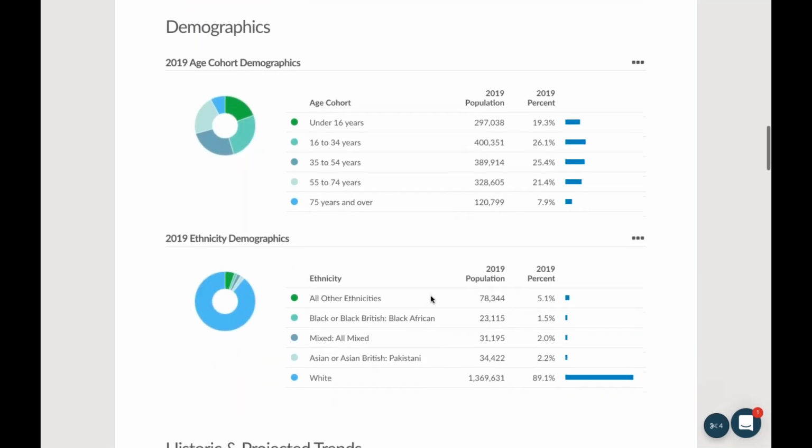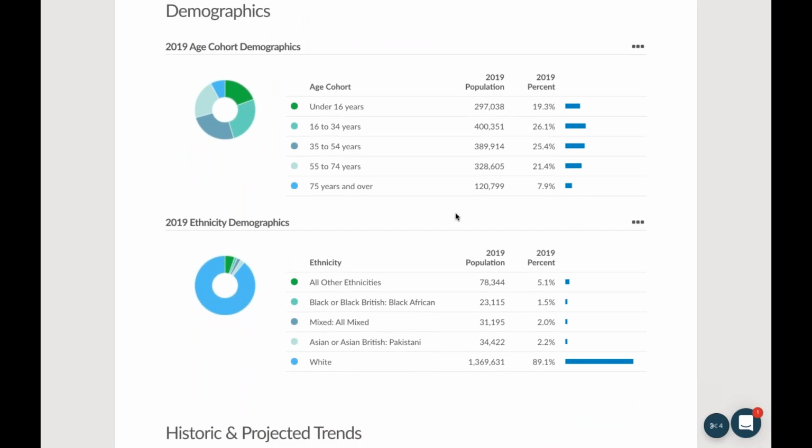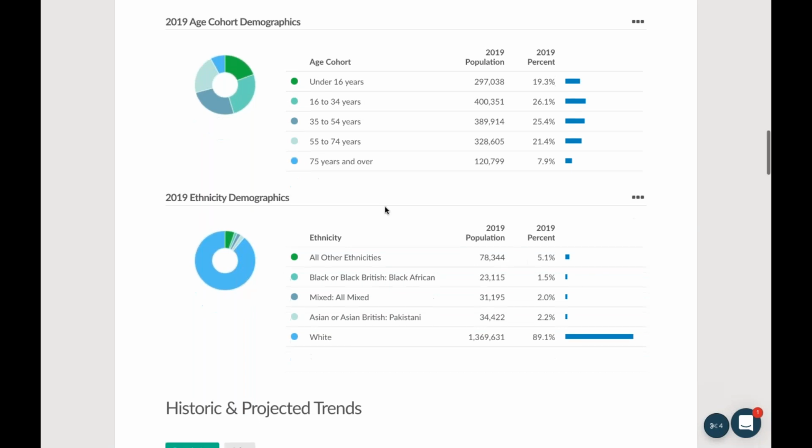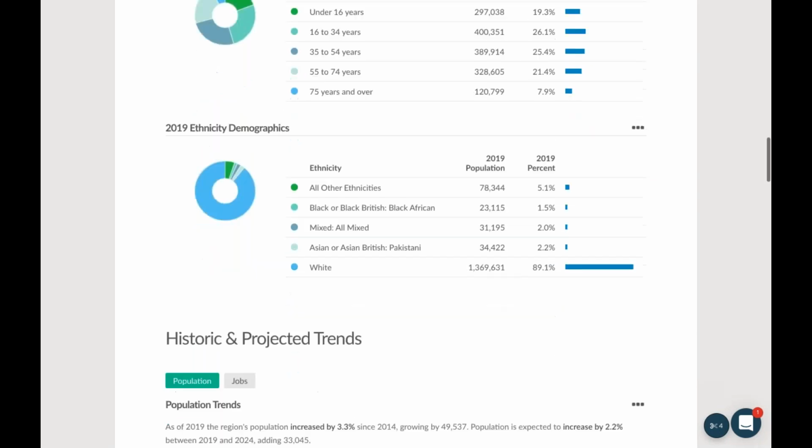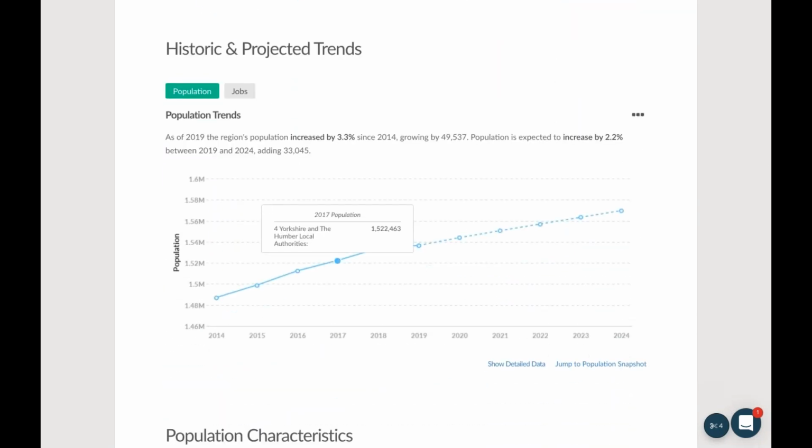I'm not going to talk about demographics in too much detail, but as you can see, you can get into that data to understand the breakdown of the age and ethnicity and so on. But first place we're really going to settle is on these charts. These are quite interactive, so we can get into this data now and look at a bit more what it means for this area. So first of all, looking at population trends.